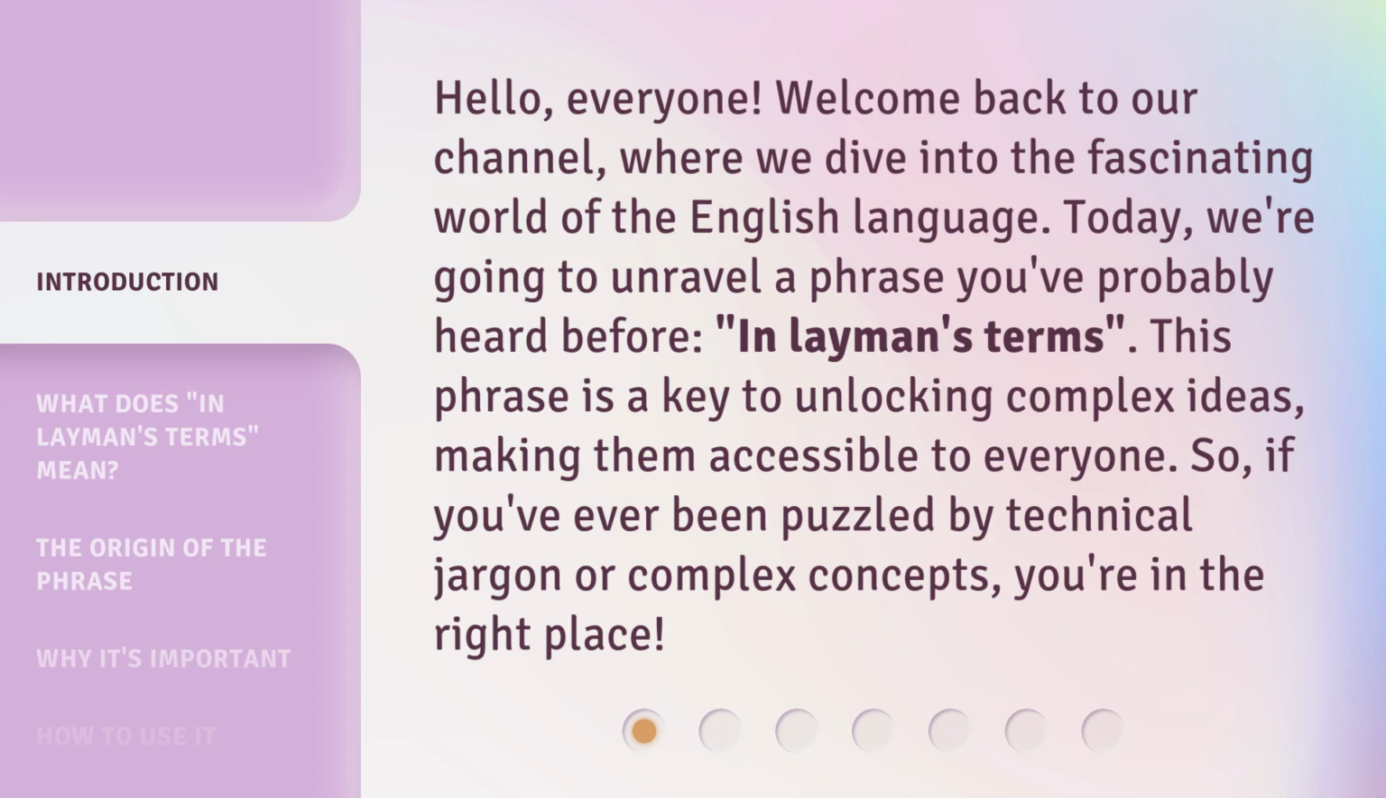Today, we're going to unravel a phrase you've probably heard before, in layman's terms. This phrase is a key to unlocking complex ideas, making them accessible to everyone. So, if you've ever been puzzled by technical jargon or complex concepts, you're in the right place.